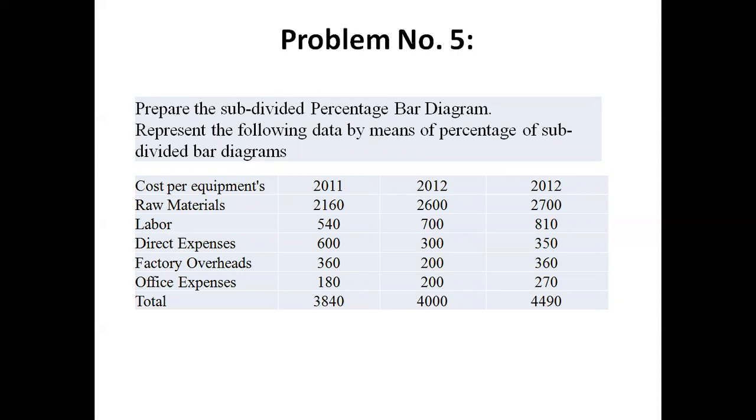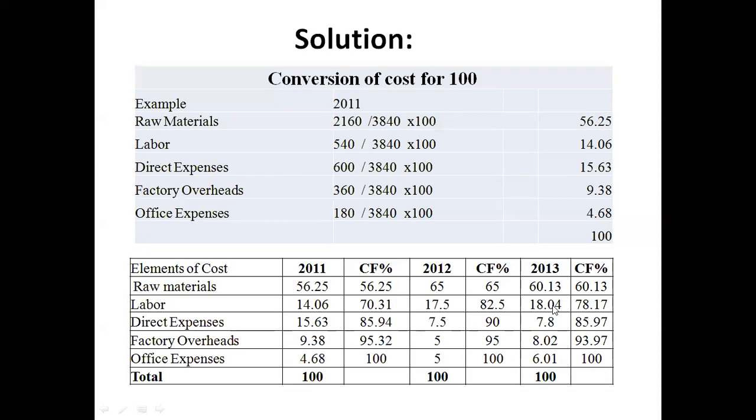Next, come to the fifth problem. Prepare the subdivided percentage bar diagram. Represent the following data by means of a percentage subdivided bar diagram. So here there is information for 3 years: raw material, labor, direct expenses, factory overheads and office expenses. Total is 3,840, 4,000, 4,490.